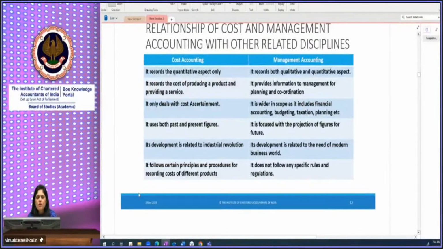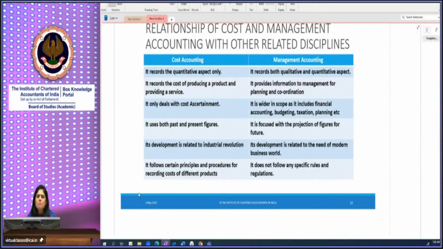Then the difference between cost accounting and management accounting. Cost accounting only deals with quantitative, just the figures, just the cost, nothing else. It's very, very focused. It's just a quantitative study. Clear? But management accounting deals with everything. It deals with quality also, quantity also, the other aspects of the departments also. Because for decision making, you have to understand the holistic approach rather than just the figures. All right. So that is the main difference between the two.